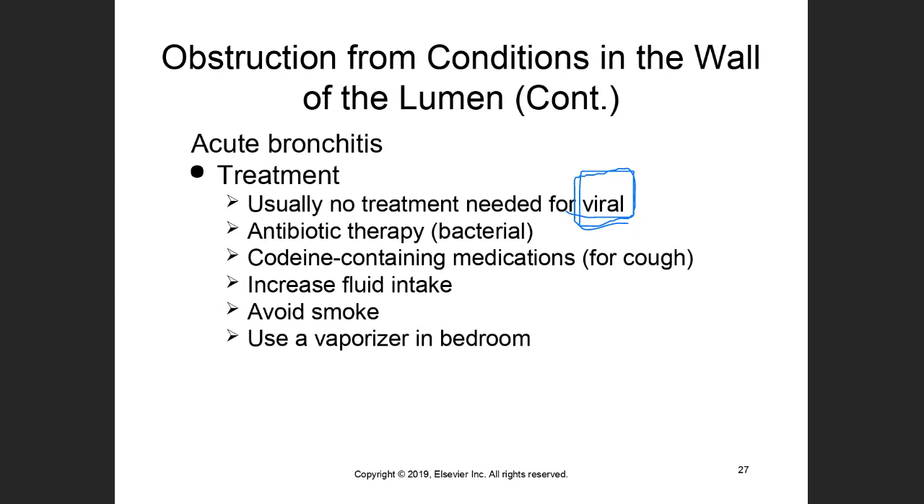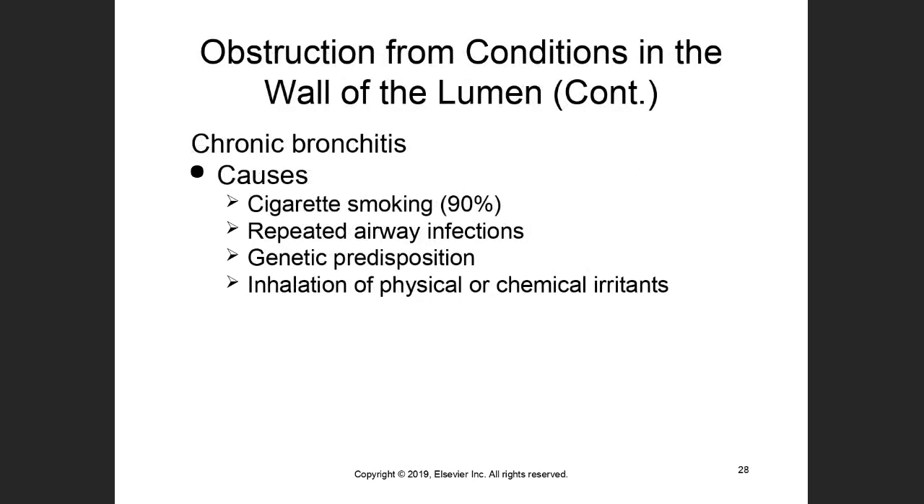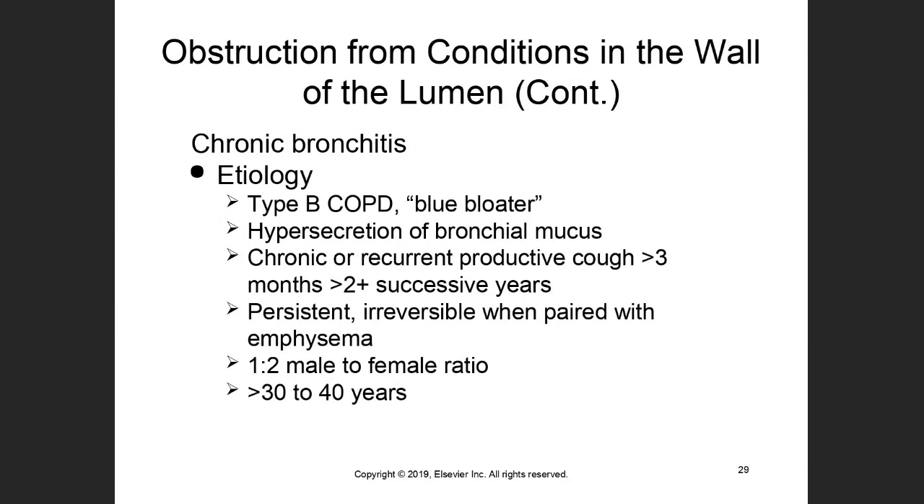Avoid smoking, use of a vaporizer in the bedroom. Chronic bronchitis causes: cigarette smoking is the most common one, repeated airway infection, genetic dispositions. And this is extremely important in chronic bronchitis because it's a time criteria. You have to meet that criteria in order to diagnose chronic bronchitis. If you don't meet that criteria, it's impossible to diagnose chronic bronchitis.